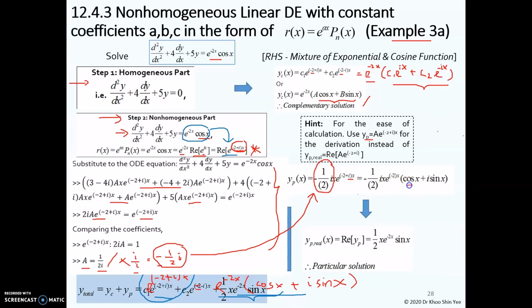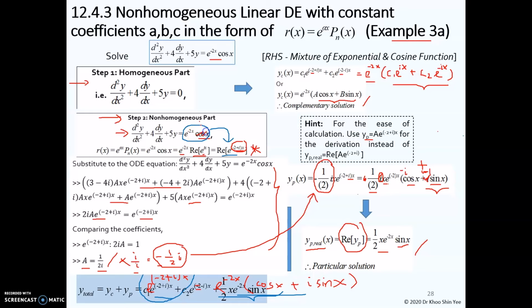Exponential ix is equal to cos x plus i sin x. Let's multiply the i inside the bracket here. You obtain i cos x and i squared. So i squared here gives you negative 1. Since your actual solution is located at the real part of the yp, therefore you need to find the real part of the solution, which is equal to 1 over 2. So the negative here can be cancelled, become positive. So you have 1 over 2 x e power of negative 2x, which is this term, and multiply with the sin x. So this is the final answer for your particular solution.